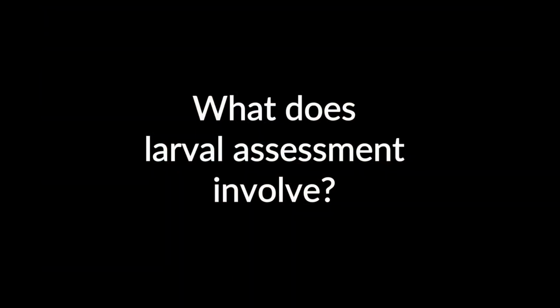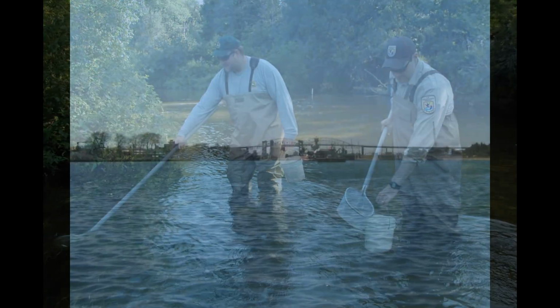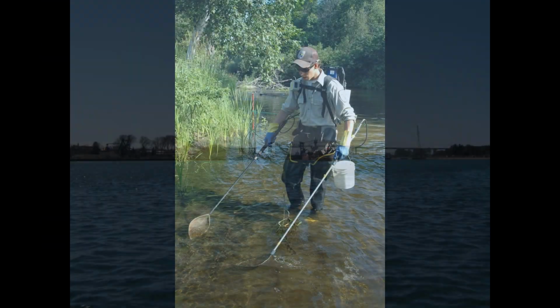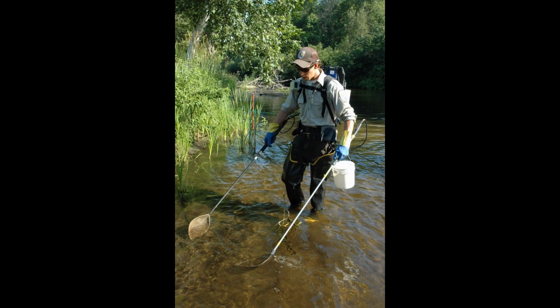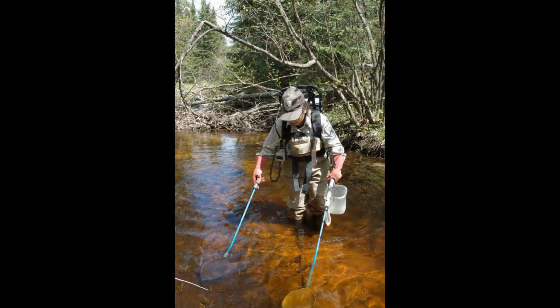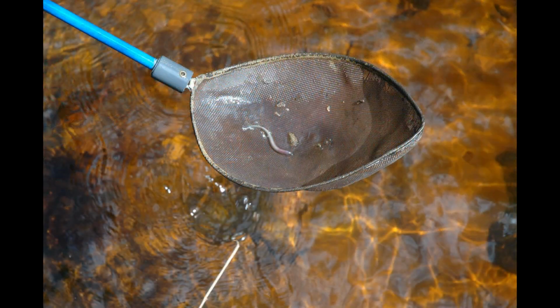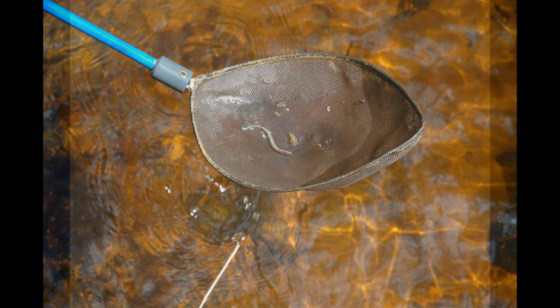What does larval assessment involve? Larval assessments take place in both shallow and deep waters. In shallow waters, biologists use battery-powered backpack electrofishers to conduct surveys. The backpacks deliver electricity to the stream water, stimulating the larvae to emerge from their burrows to be captured.